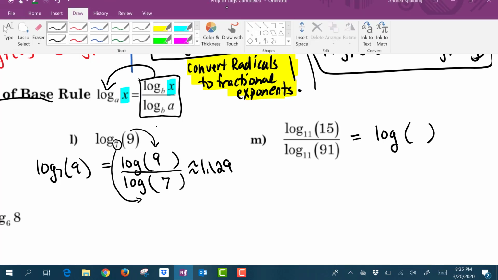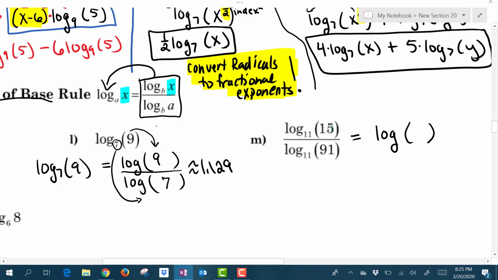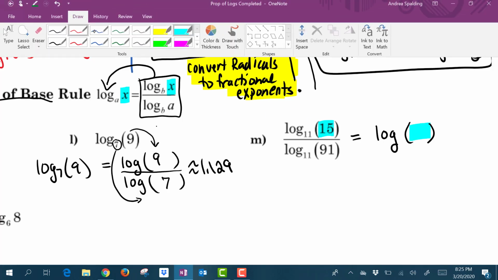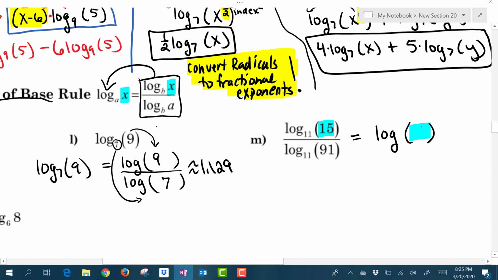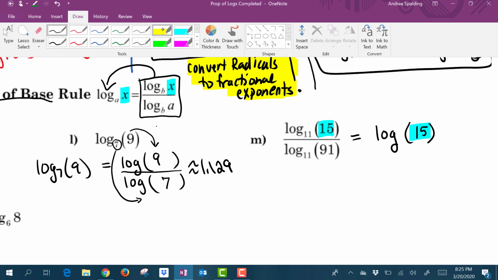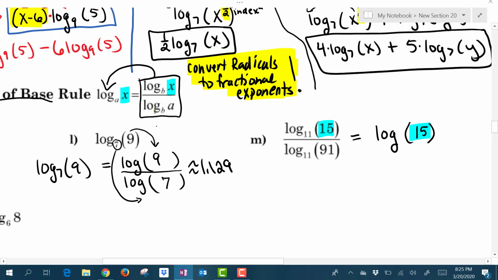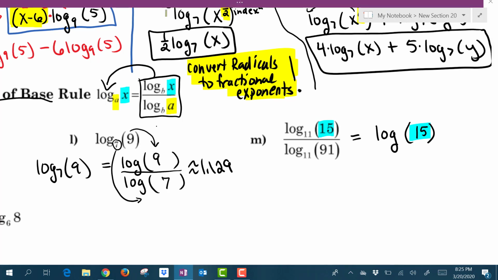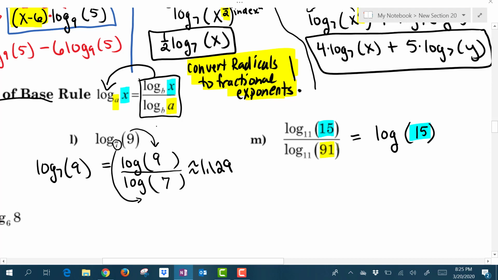So the input here would be 15. That's the input of that single log on top. So the top log, that input would become the input of that single log. When we look back at our rule, the input into the log in the bottom, that came from the base of that log on the left-hand side. So the 91 would correspond to the input in the bottom log, and therefore will correspond to the base.